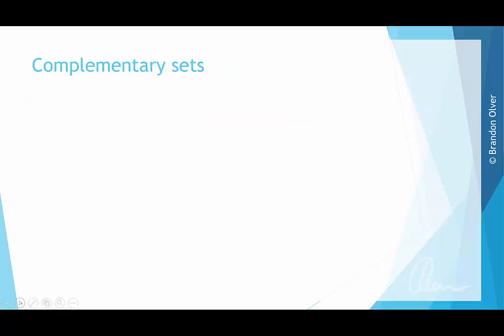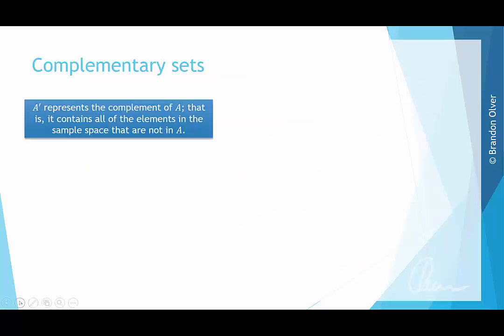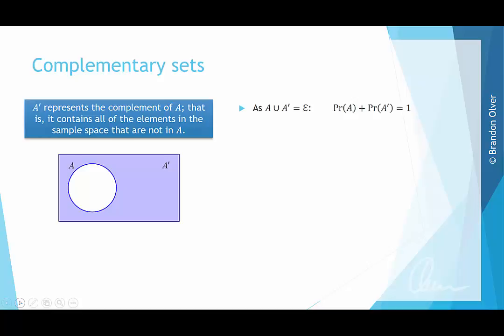Next up, we're going to look at complementary sets. A dash, if you remember from before, represents the complement of A. That is, it contains all of the elements in the sample space that are not in A. For a Venn diagram, A dash has been shaded in blue. So it is everything in the sample space that A does not contain. A union with A dash represents the entire sample space, all right? If you have everything that's in A and then everything that's not in A, you're essentially looking at all of this box, which is all of the sample space.